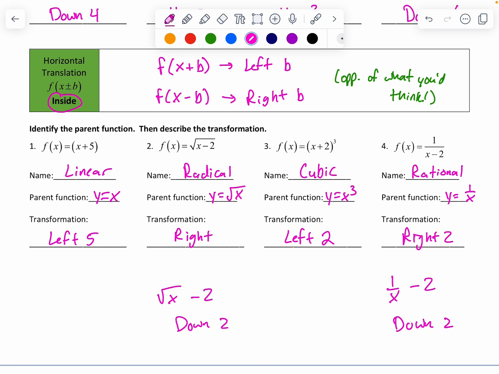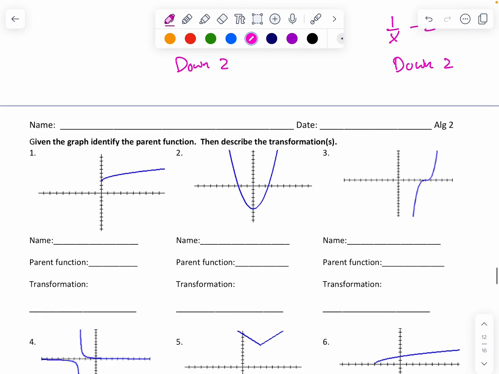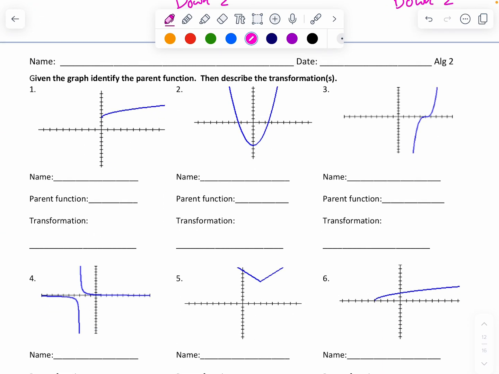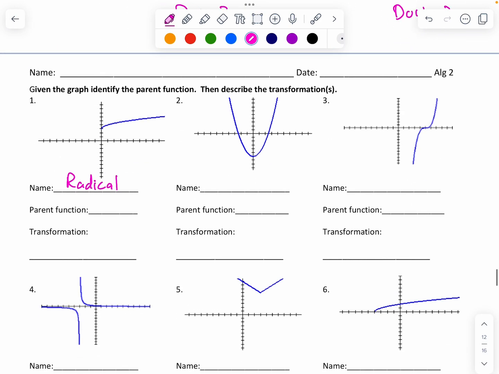All right, flip the page. So looking at this next page, we are now looking at a graph and having to identify the name, the parent function, and what transformation happened. So I see that this graph had a starting point and went forever to the right. So it never went negative, which helps remind me that it's going to be a radical because you cannot take the square root of a negative number. And the transformation, originally a radical function starts at 0 and looks like this. So you can hopefully kind of see that it went up 1, 2, 3. So it went up 3 from its original parent function.